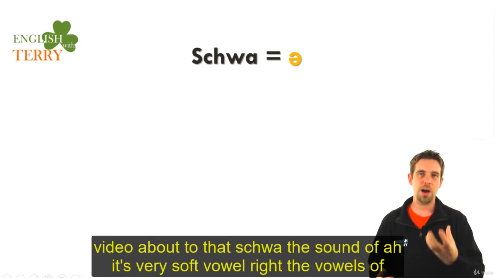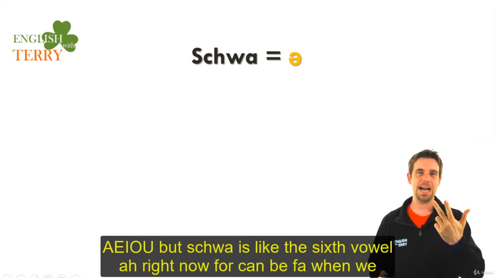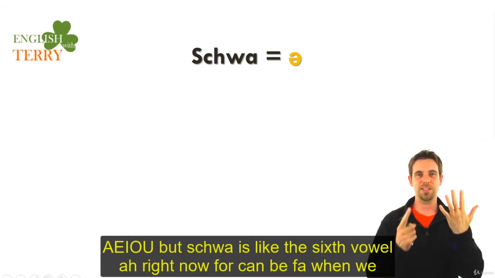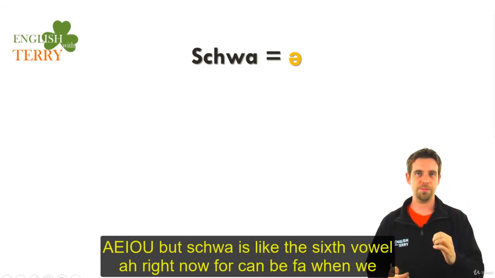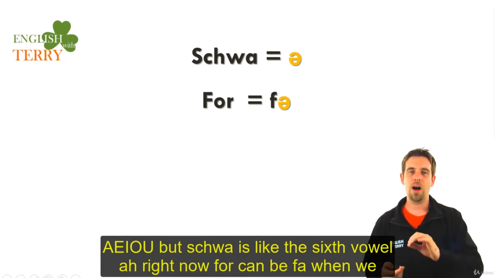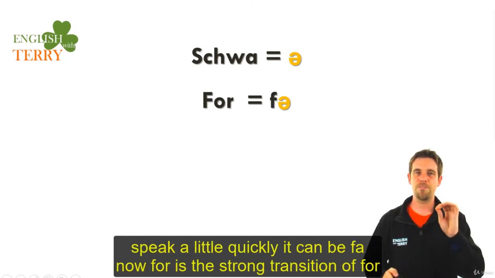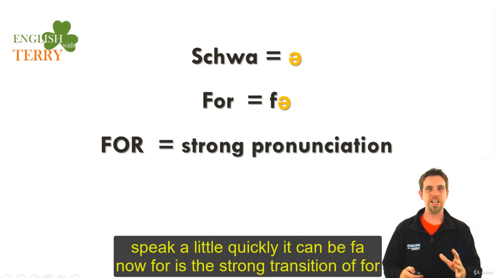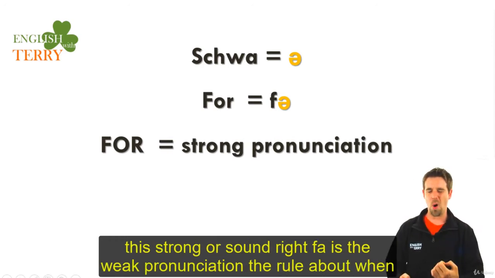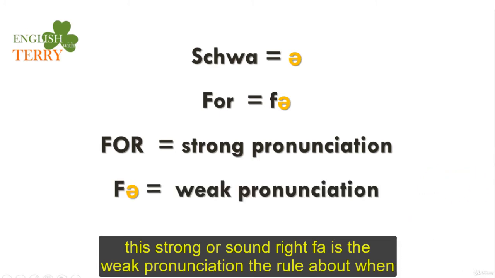It's this very soft vowel, right? The vowels of A, E, I, O, U, but schwa is like the sixth vowel. Now "for" can be "fa". When we speak a little quickly, it can be "fa". "For" is the strong pronunciation, with this strong "or" sound, right? "Fa" is the weak pronunciation.